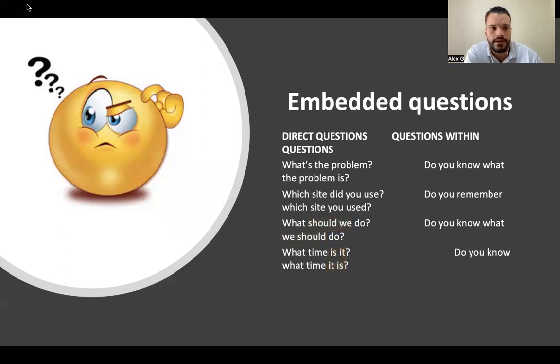It's also a more polite way when you want to ask a question. These embedded questions, the ones that we have on the right, are a more polite way. When you don't want to be so direct or so blunt, you can ask in a lighter manner, okay?